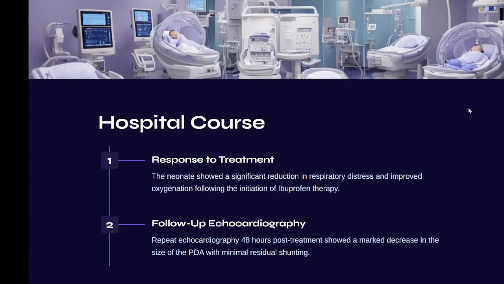Respiratory support was optimized, including adjustments to ventilator settings to minimize lung injury and support gas exchange. Hospital course: the neonate showed a significant reduction in respiratory distress and improved oxygenation following the initiation of ibuprofen therapy. Repeat echocardiography 48 hours post-treatment showed a marked decrease in the size of the PDA with minimal residual shunting. Gradual weaning from mechanical ventilation was initiated as the neonate's respiratory status improved.